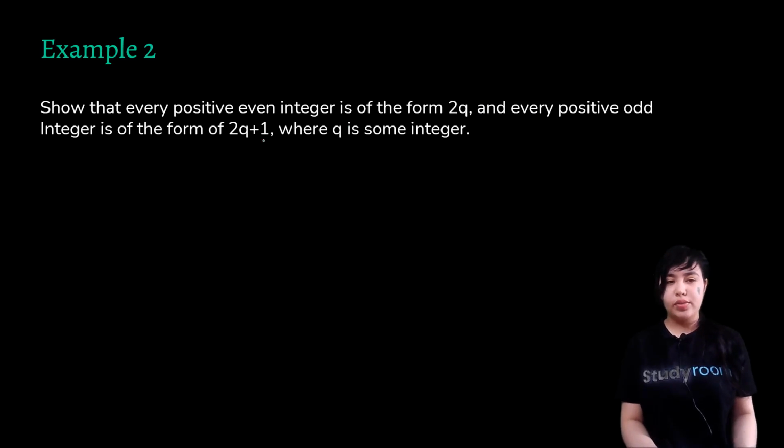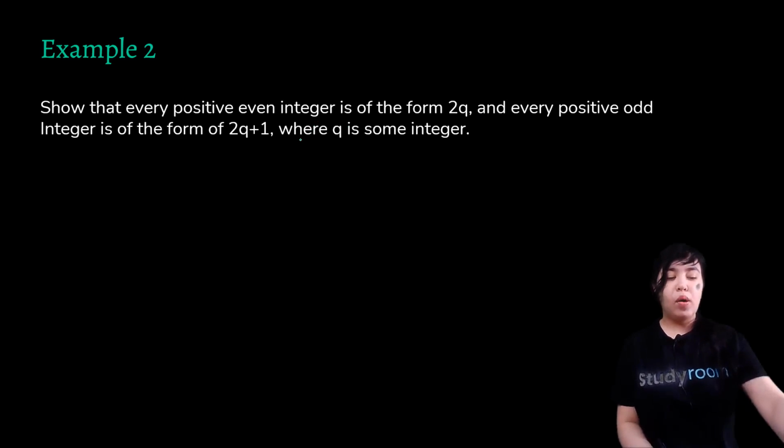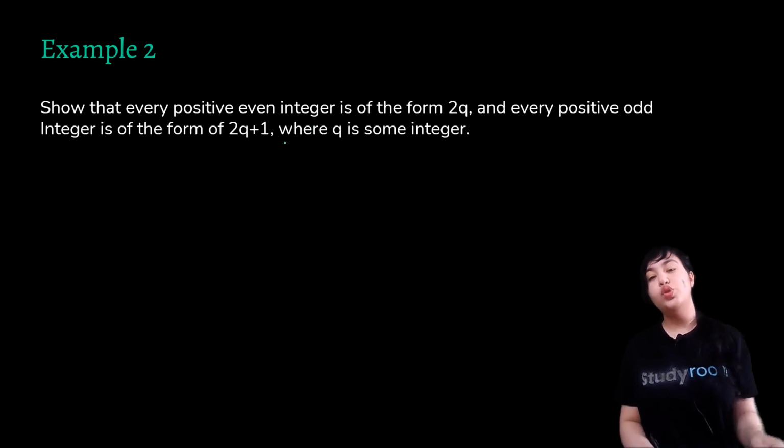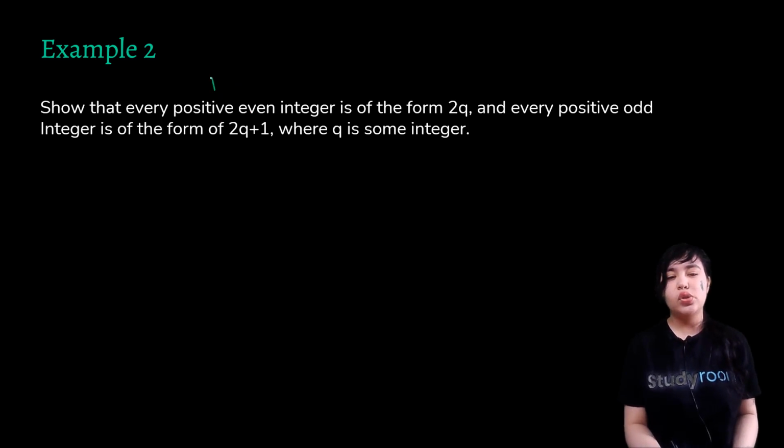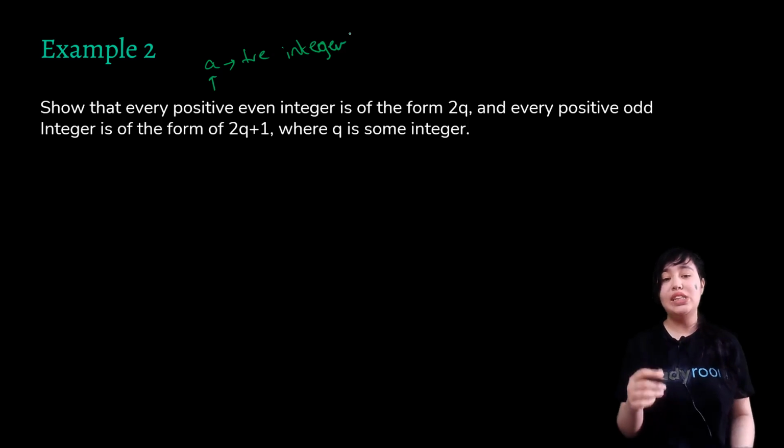Then we have a proving question. Show that every positive even integer is of the form 2q and every positive odd integer is of the form 2q plus 1, where q is some integer. So again, we don't know what that integer is. So let a be a positive integer. Right now we are not commenting on its nature as to if it's even or odd. All we are saying is let a be a positive integer.